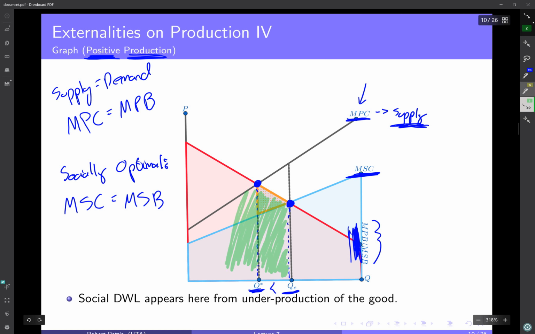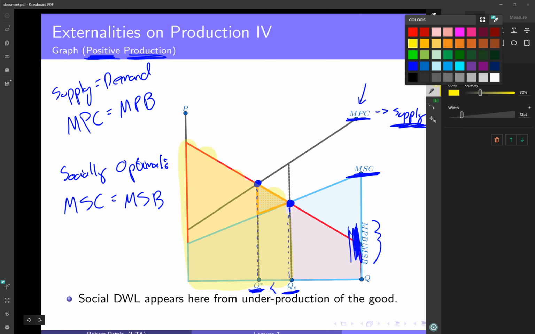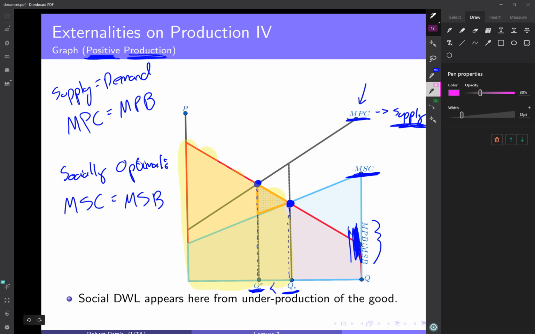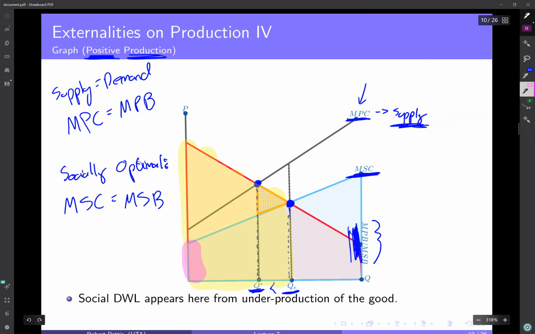Let me use a different highlighter for this next one. So let's go ahead and just use this highlighter for that. There we go. Okay, so we've got this total social benefit underlined. So let's try to find this total social cost. Okay, this marginal social cost. That's going to be what's under the marginal social cost curve. Okay.